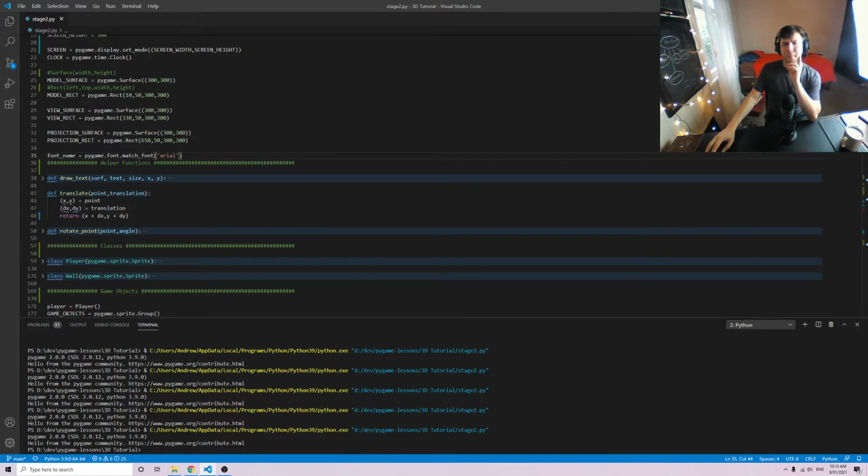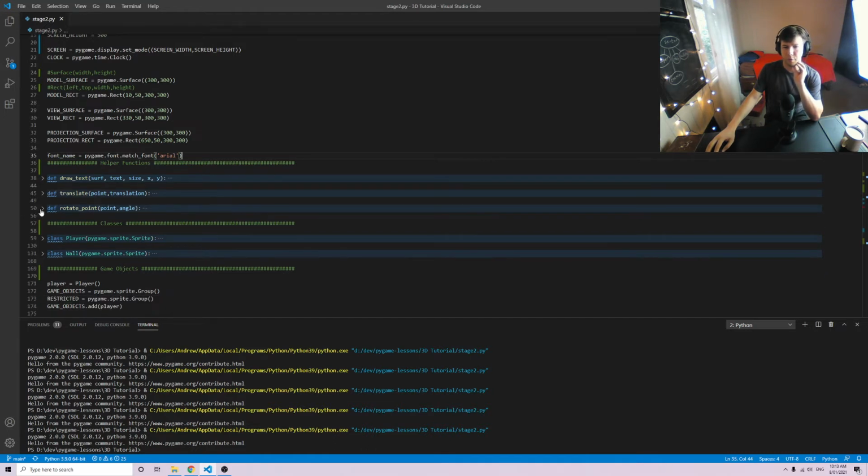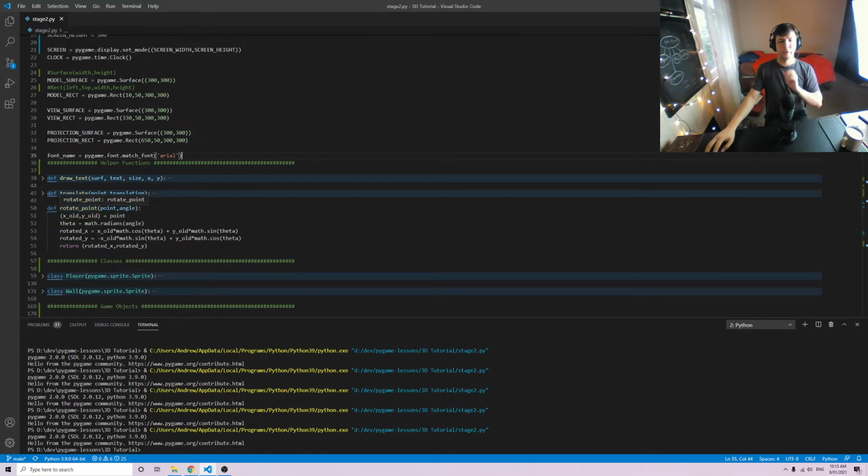Right, so this function translate, we talked about this in the last video. It just adds a fixed amount to the x and y coordinate, no problem. This is a new one, rotate point. So what we're doing is we need to get the object data, so we need to get the original point, and then we need to apply a transformation.